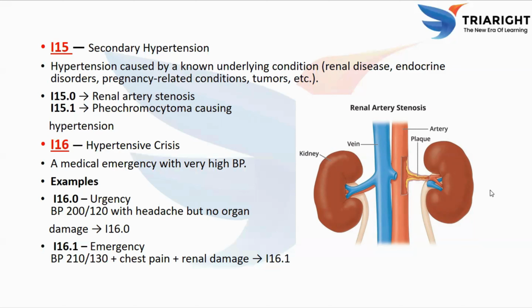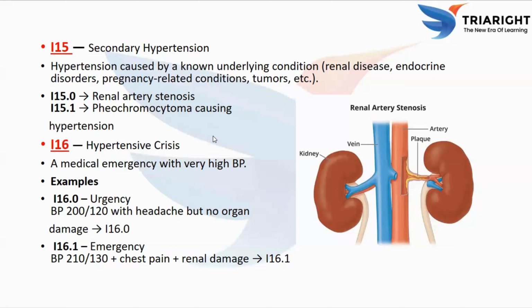The kidney senses this as low pressure and releases renin, activating the RAS system. RAS is nothing but the renin-angiotensin-aldosterone system. So this leads to vasoconstriction and sodium retention, increasing the systemic blood pressure. So whenever renal artery stenosis is diagnosed, you have to assign the code I15.0.